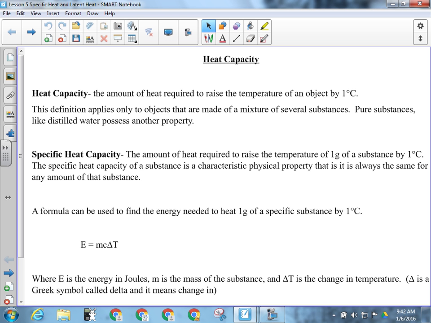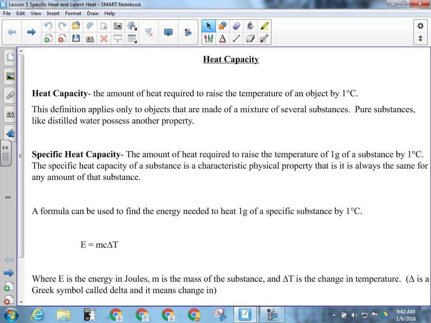Everything has what we call a different specific heat capacity, and that is how much its temperature changes per joule of energy that I put into it. Everyone follow me there? All right, so it's a physical property, just like density is a physical property, or solubility is a physical property. Specific heat capacity is also a physical property.